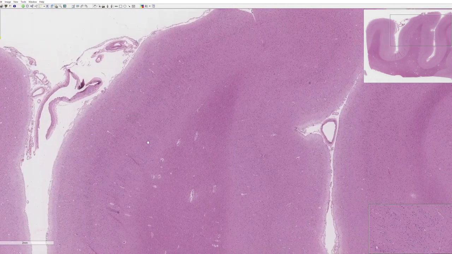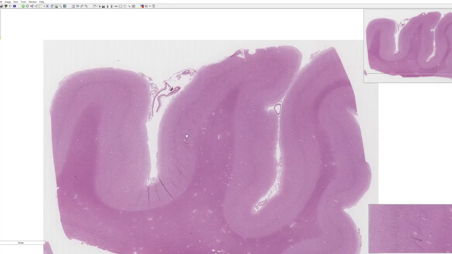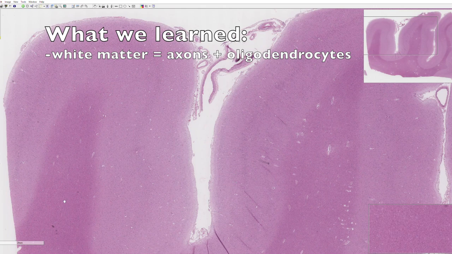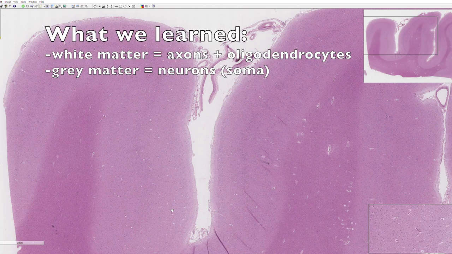So I'm going to zoom out again just to try to appreciate some of these key principles we learned. Again, we learned that the cortex has both white matter comprised mainly of axons and oligodendrocytes, as well as gray matter that houses the ever important neurons of the nervous system.